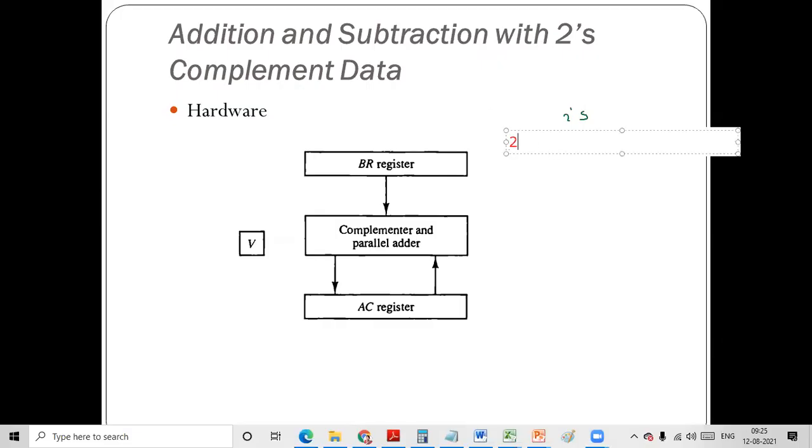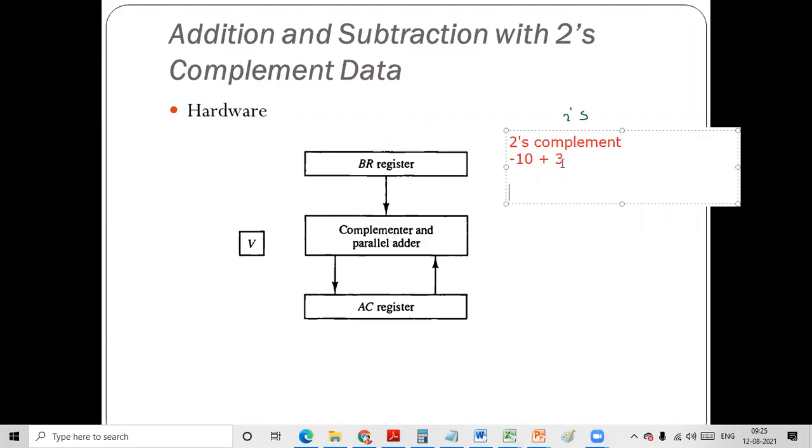So in 2's complement form. Okay, so consider the same example that we have seen now. We want to perform an addition between minus 10 and plus 3. So how can you do this in 2's complement form? Here my numbers need to be represented in 2's complement form.